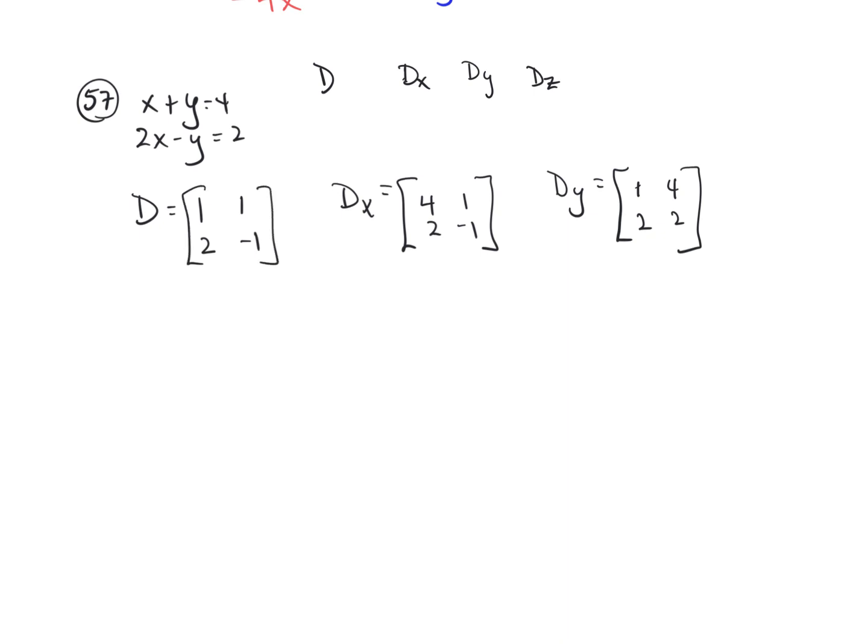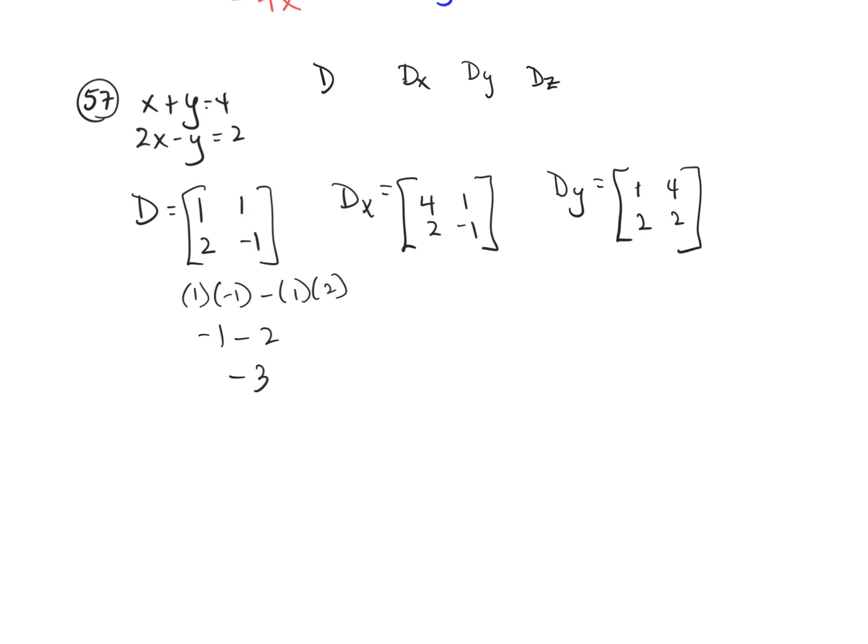Okay, so now what we're going to do is find the determinant of each of these little matrices that we just created. The good news is these are 2 by 2, so it shouldn't take too long. All right, so we're going to have 1 times negative 1 minus 1 times 2. So negative 1 minus 2 is negative 3. Now I'm not going to do anything with this, I'm just finding these values for the moment.